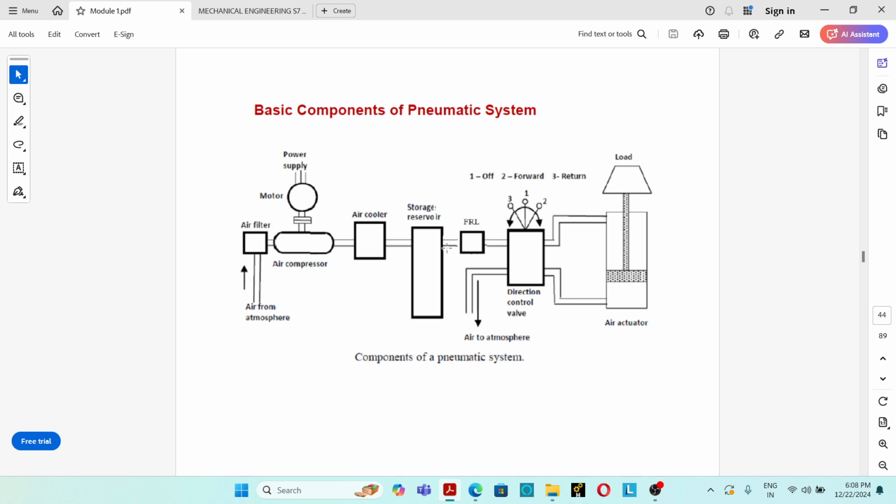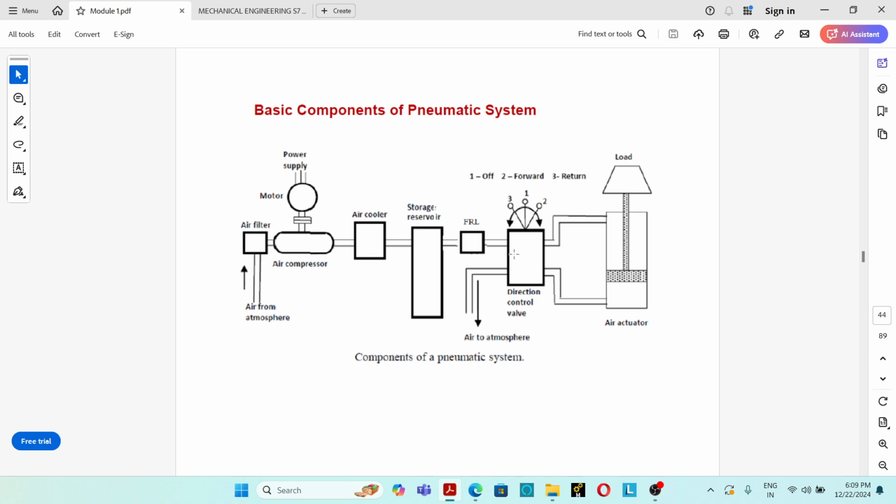Next one is the FRL unit. That's an important unit in a pneumatic system. FRL unit means filter regulator lubricator. It consists of a filter which will filter the air again, a regulator which will regulate the pressure, and a lubricator that will provide some lubrication oil. F means filter, R means regulator, and L means lubricator. Filter filters the air, regulator controls the pressure, and lubricator provides some lubrication to the air.